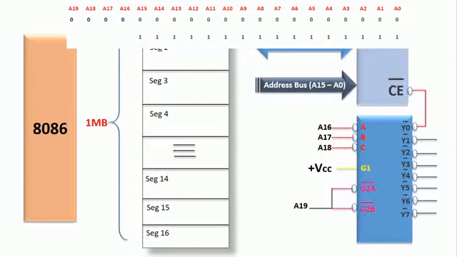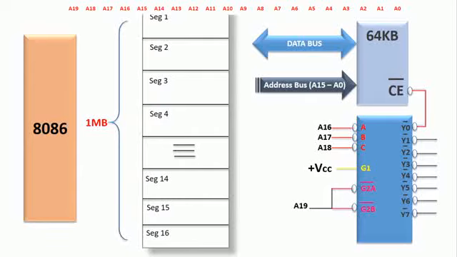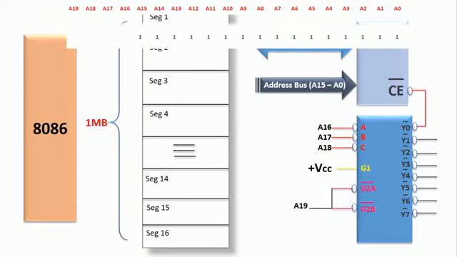Now let us see what is the address range which is allocated for this one. Here we are having the 16 segments. Choosing one of the segments is done with the help of the A19, A18, A17, A16 lines. So in this construction, we have seen the bit combination. Try to note down this bit combination.